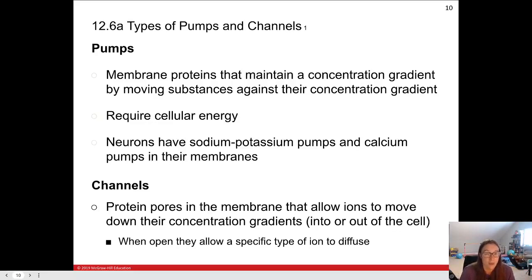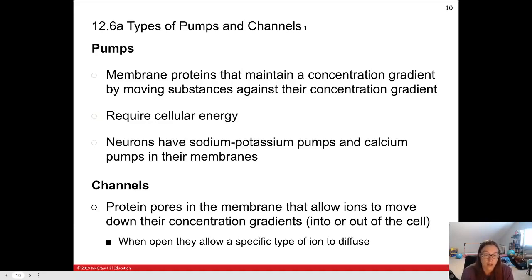All right, so pumps are membrane proteins that maintain a concentration gradient by moving substances against their concentration gradient. So from areas of low concentration to areas of high concentration. They require cellular energy to do this, just like pushing the bowling ball up the hill. Neurons have sodium potassium pumps and calcium pumps in their membranes. All right, the sodium potassium pumps are going to be everywhere, and the calcium pumps we'll see are going to be found in the synaptic knobs mainly.